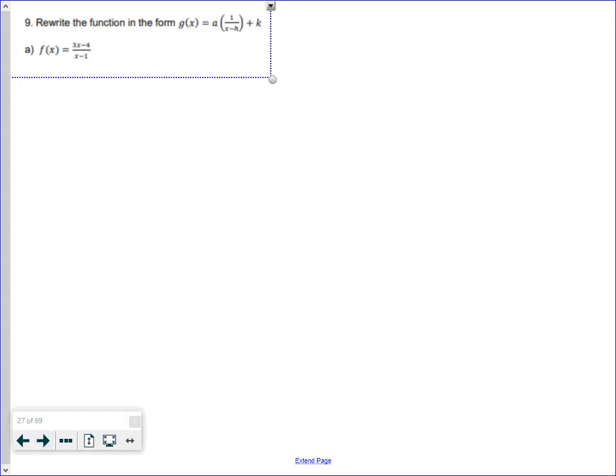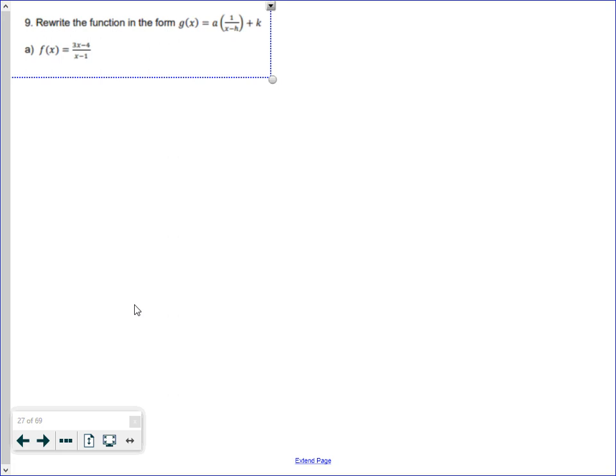On number 9, we want to rewrite the function in the form g of x equals a times 1 over x minus h plus k. So we're given f of x equals 3x minus 4 all over x minus 1. So to rewrite this in the form that we want, we're just going to divide 3x minus 4 with x minus 1. In the last video, if you watched it or at least went over it, we talked about how to do long division, how to do synthetic division. So that's what we're going to do here.